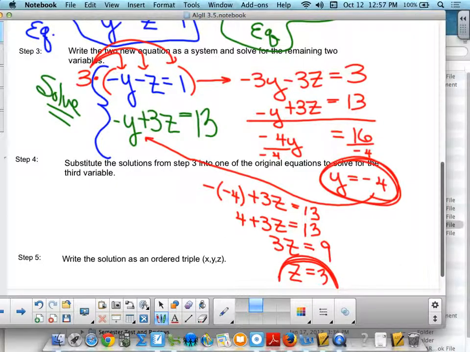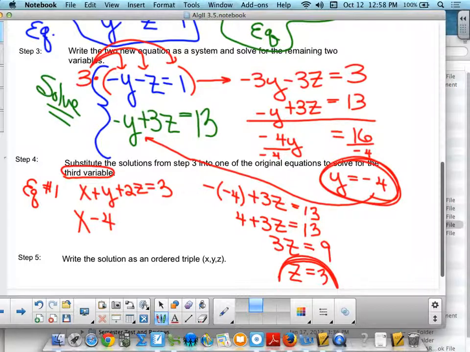You've got z, you've got y, you just need the last variable. You need x, the third variable. Take your y, take your z, stick it in one of those originals way up there. Let's just pick equation 1. X plus y plus 2z equals 3. Ready? What's x? We don't know. What's y? Negative 4. What's z? 3.